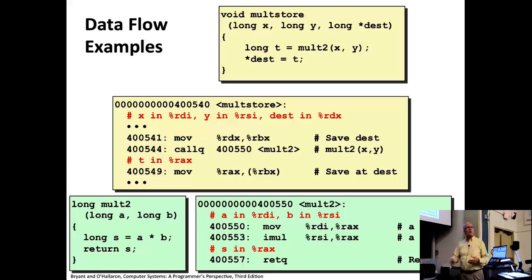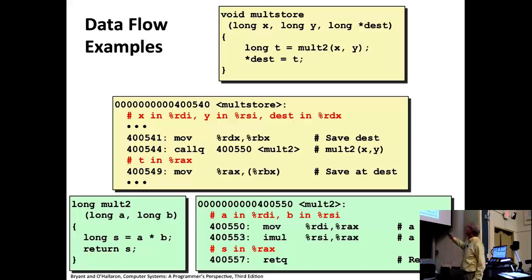And the code makes those assumptions. And then similarly, when you have a return value from a function, let's see, mult store does not have a return value, but mult2 does. And the way it does is it deposits the value into RAX. And then when the return occurs to mult store, it assumes that register RAX holds the return value, and it can store it in its destination register.